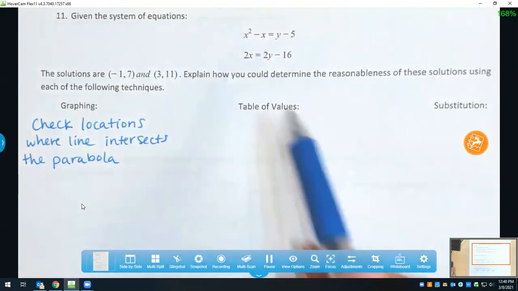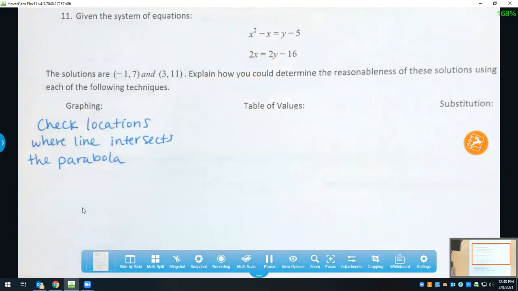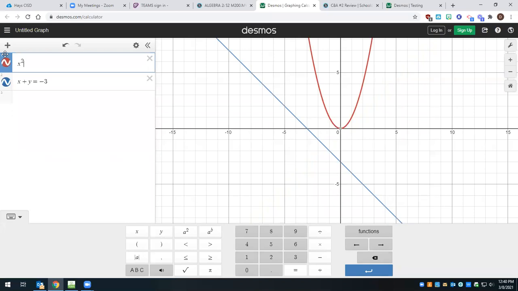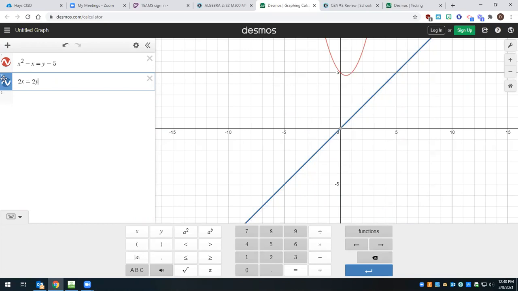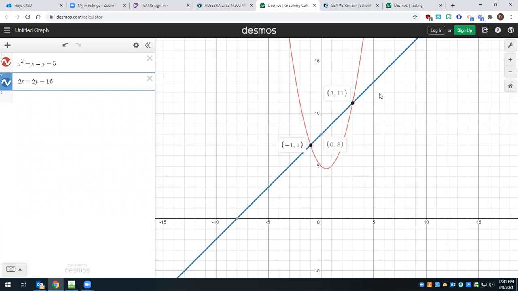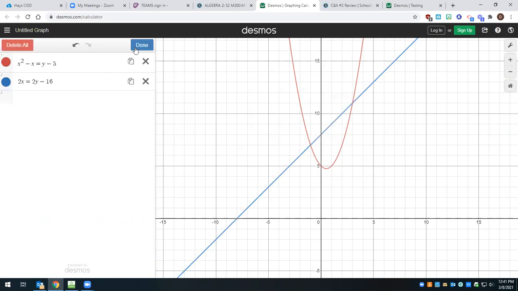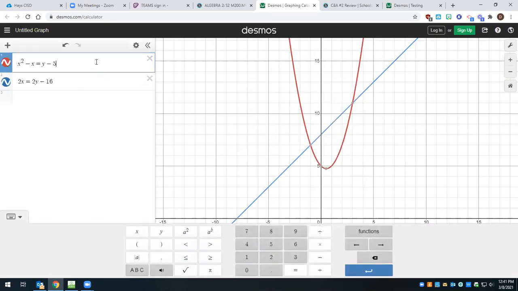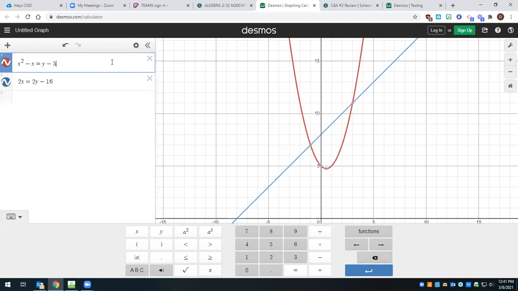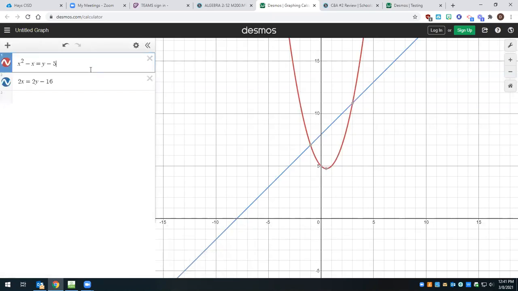Now, for a table, let's say you went to graph these. We could go ahead and switch it out. If I switch this one out and type in x squared minus x equals y minus 5, and then for the second one, 2x equals 2y minus 16. So graphically, that's where they cross. That's the first one we talked about. Another thing we could do is, or maybe this one's not going to let me change them to tables. If you had a table, I don't know why it does on some of them. I guess because I don't have it in y equals form.